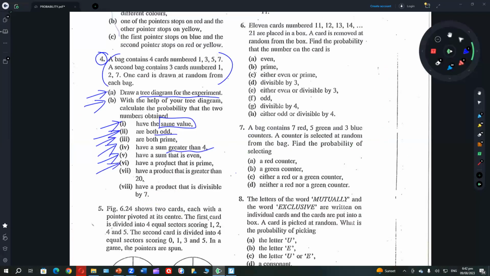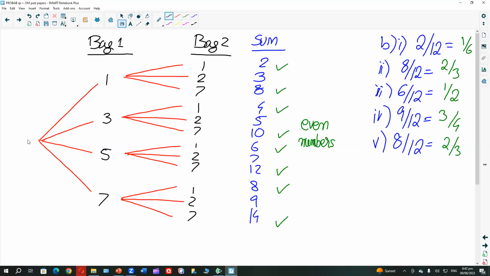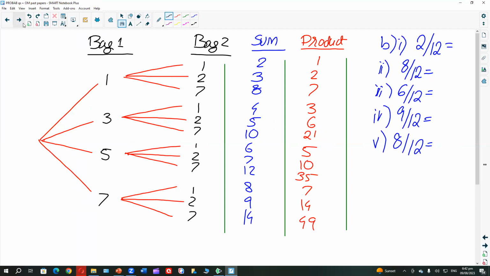That would be 4 over 12. Have a product that is prime. So we should add a column of the product. Product means multiply. So I'm adding a red column for product. Update the same, update the screen. First copy this and then solve it.